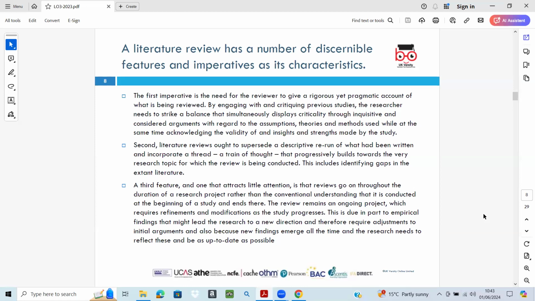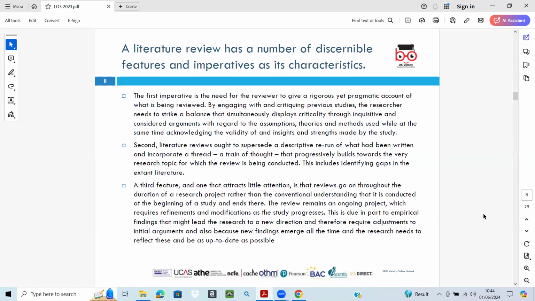If we talk about the rigorous critique, we evaluate the assumptions, theories, methods, and conclusions of the studies we review. This means questioning the robustness of methodologies used, the reliability of the data, and the validity of conclusions drawn. We need to use a balanced perspective. While being critical, it is equally important to recognize and appreciate the valid insights and strengths these studies contribute to the field.